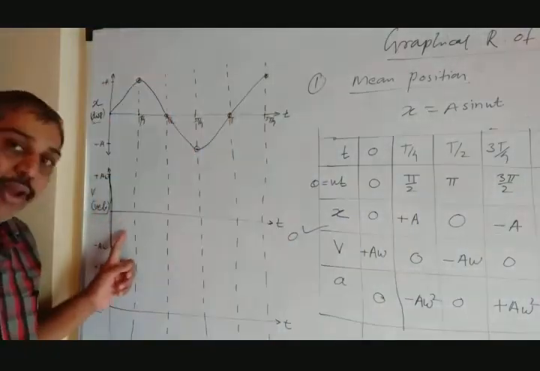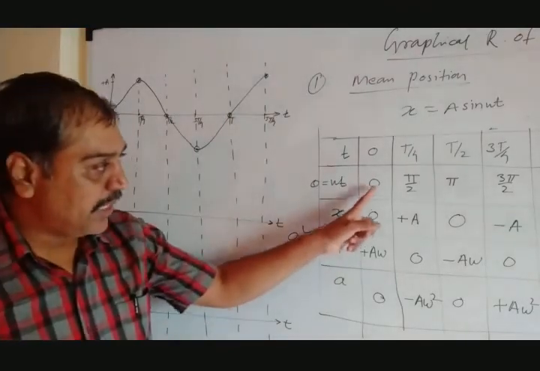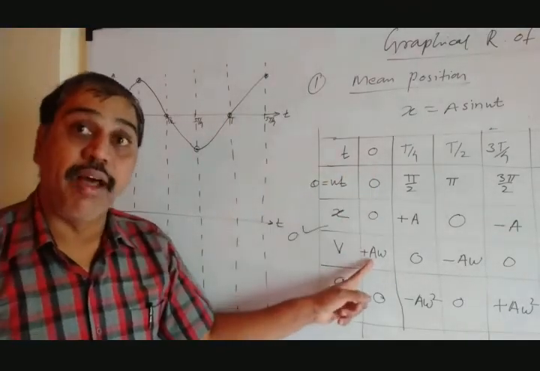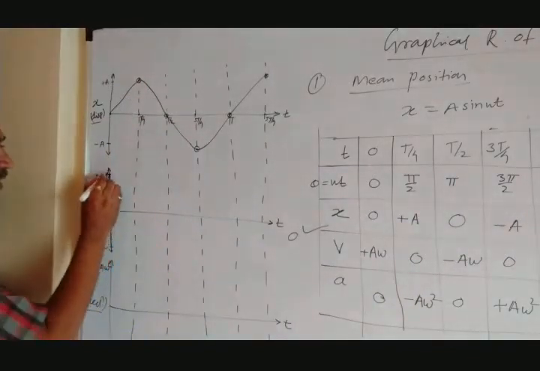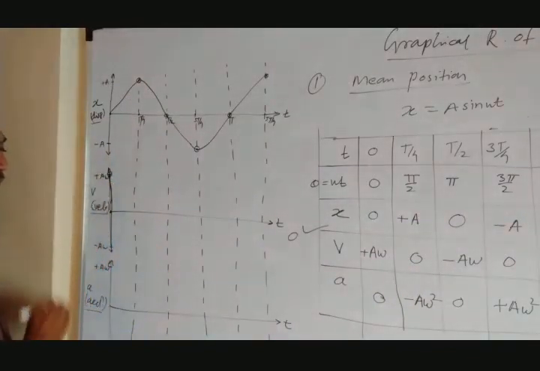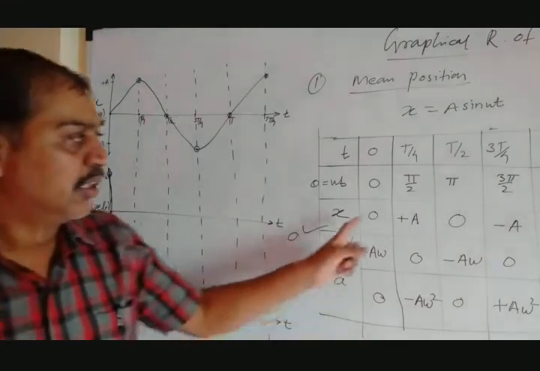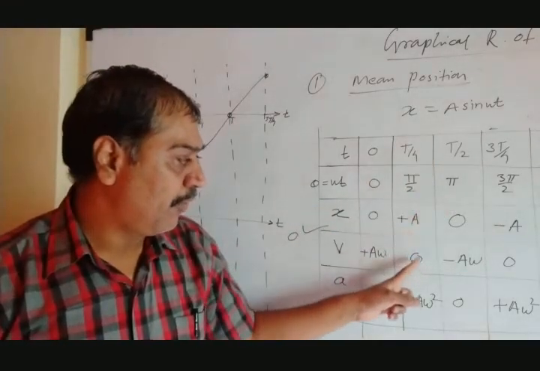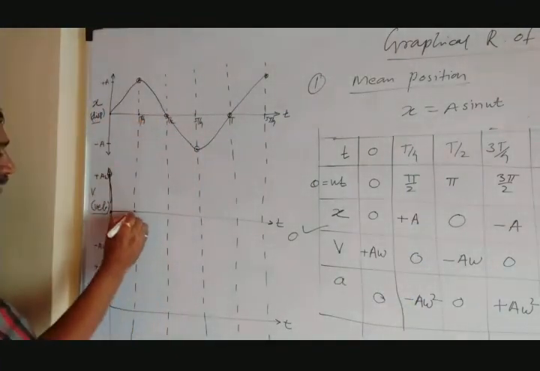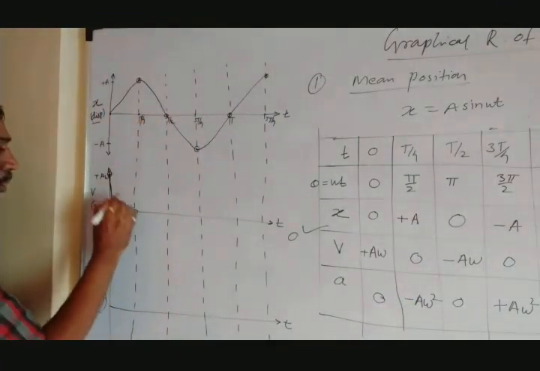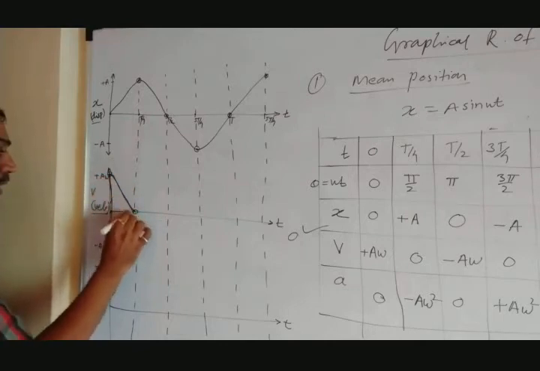Similarly, you can draw the velocity. Just look at t equal to 0, velocity is plus a omega. So t equal to 0 here, velocity is plus a omega. This is the first point. Then t equal to T by 4, velocity is 0. So t equal to T by 4 is this, velocity is 0. So this would be the point. It comes like this.